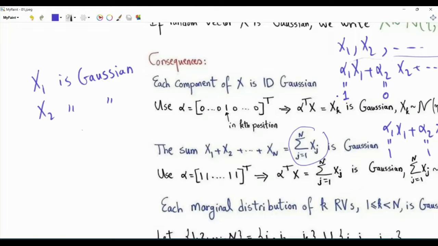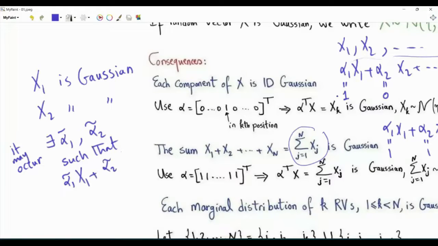This does not imply that they are automatically jointly Gaussian. If each one of them is Gaussian, it has a Gaussian distribution, then they are not necessarily jointly Gaussian. It may happen that there exist two real numbers, alpha 1 bar and alpha 2 bar, such that alpha 1 bar x1 plus alpha 2 bar x2 is not Gaussian.